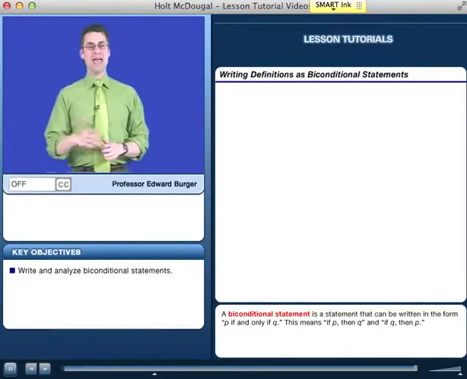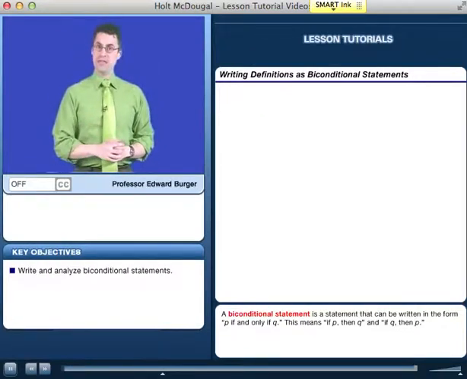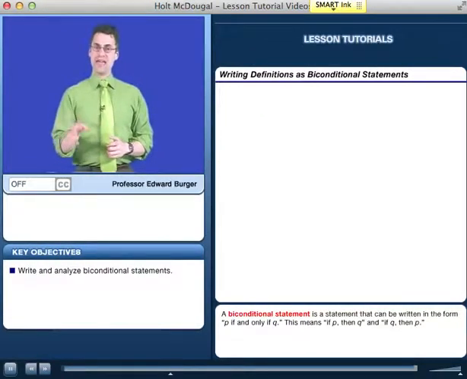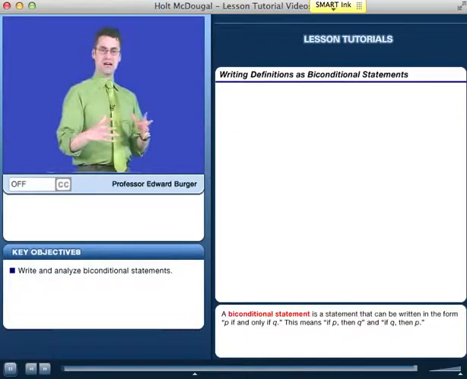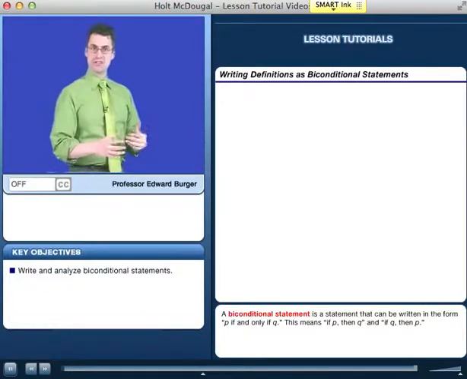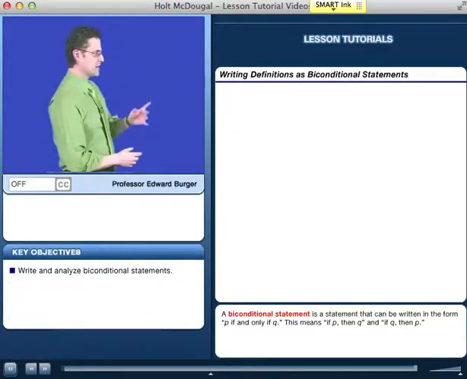So if I say A if and only if B, that means that if A, then B, and it also means if B, then A. Let me show you how you can actually take sentences, especially definitions, and write them as biconditionals. Let's take a look at an example.